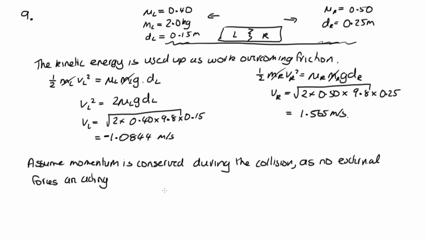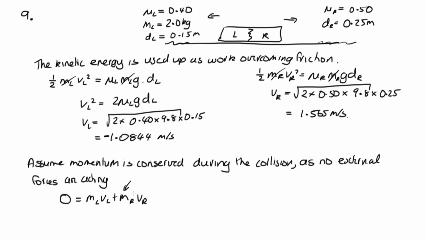Well, no unbalanced external forces are acting. There's weight, but then there's also the normal reaction force. So any external forces are negligible compared to the internal forces during the explosion. So initially the momentum's 0 because the block's at rest, and then that's going to be equal to mlvl plus mrvr. And what we're trying to work out is the total mass of the block. So we know the mass of the left hand, so we need to work out the mass of the right hand. So this is the term that we're trying to find.